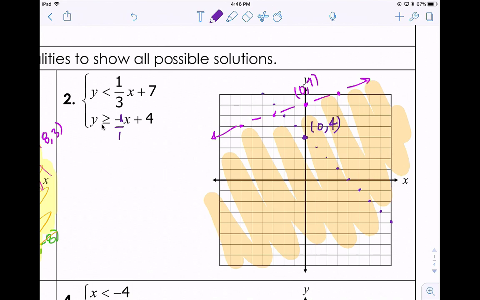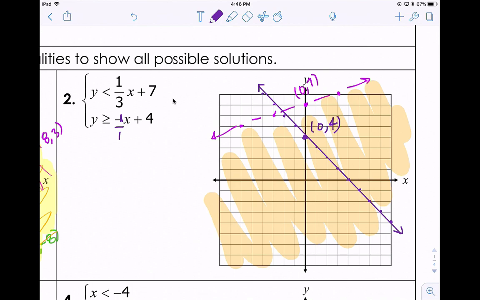This time it is equal to, so this time it is a solid line. So not a dashed line, but a solid line. So I'm going to draw a solid line through all those points. Okay, so there's my line. It's not perfect, it's pretty good.